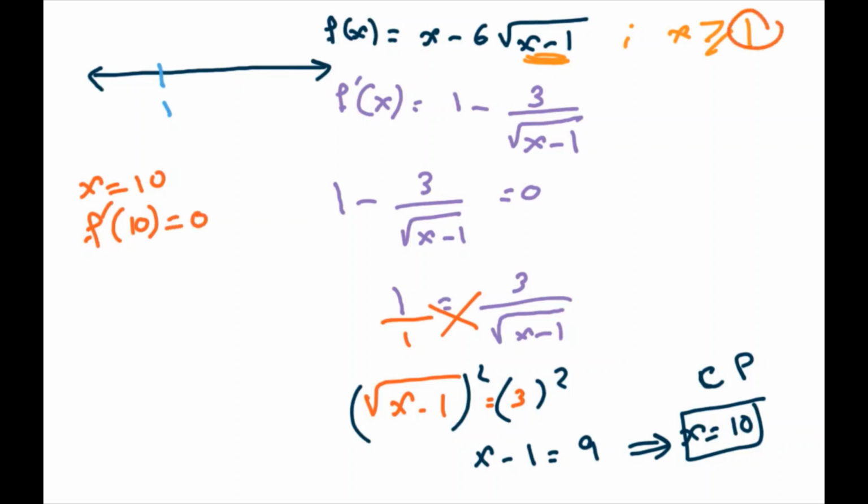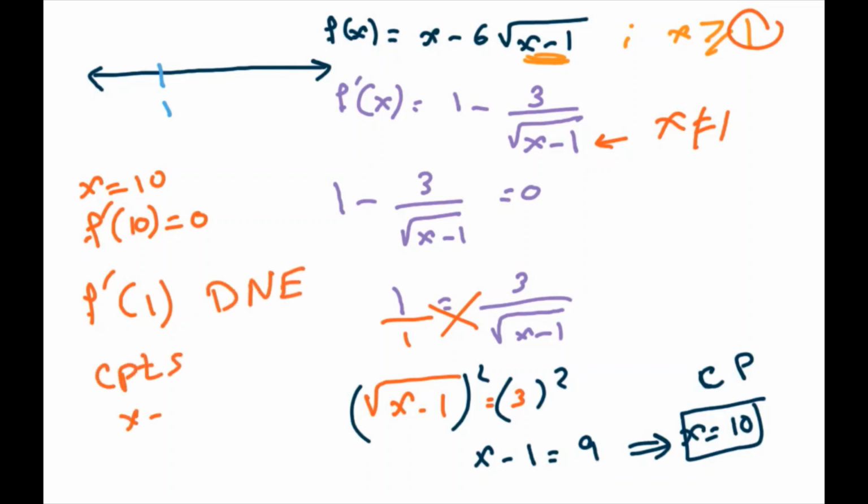What about 1? Look here, what happened? 1 came down, so x cannot be equal to 1. So at f prime of 1, the derivative does not exist. So I have critical points at x equals 10 and x equals 1. So I have two critical points here.